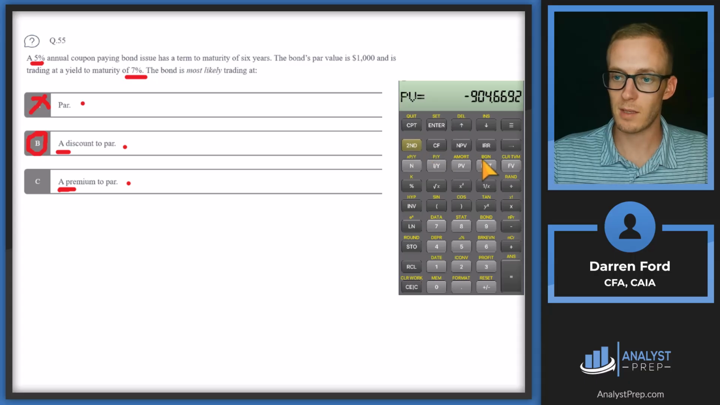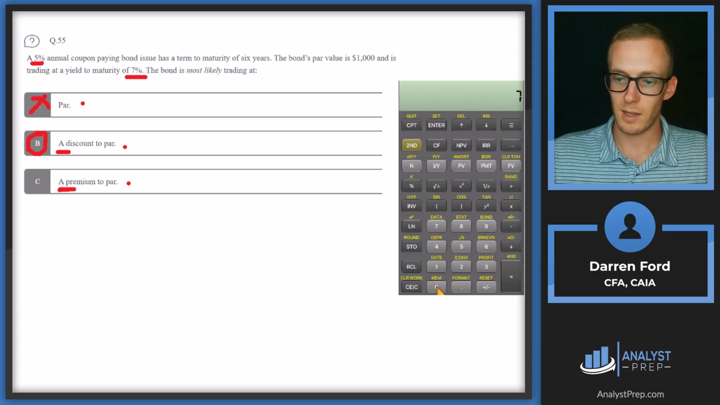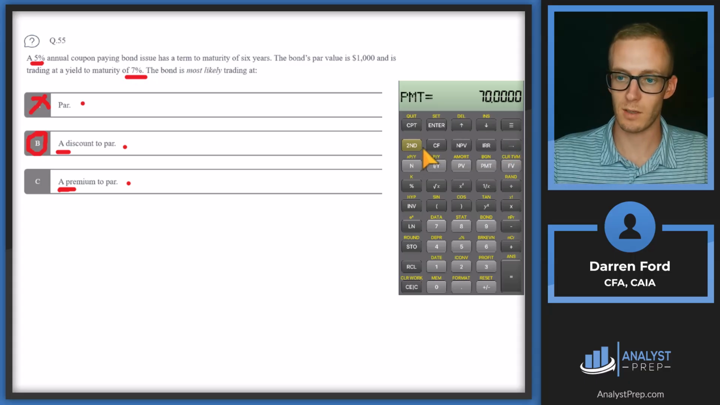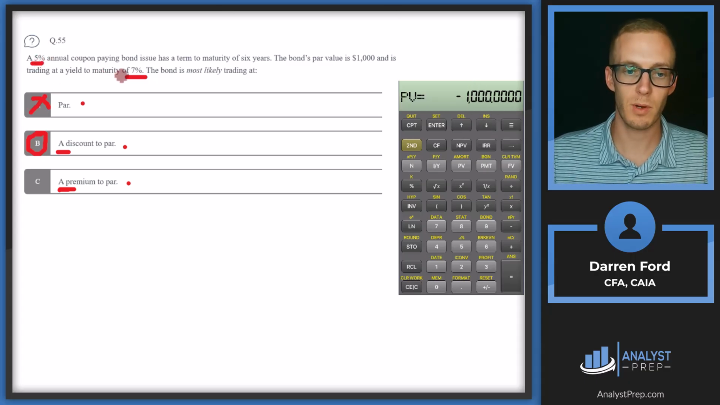And so if we adjust this example, if we make our payment, let's say $80, so that would be an 8% coupon. And now we compute present value. We see now it's trading at a premium. And lastly, if we do 70 or 7%, there we go. We can see that puts us at par. So coupon above yield to maturity, premium. Coupon below yield to maturity, we're at a discount. Coupon equal to yield to maturity, then we're at par.